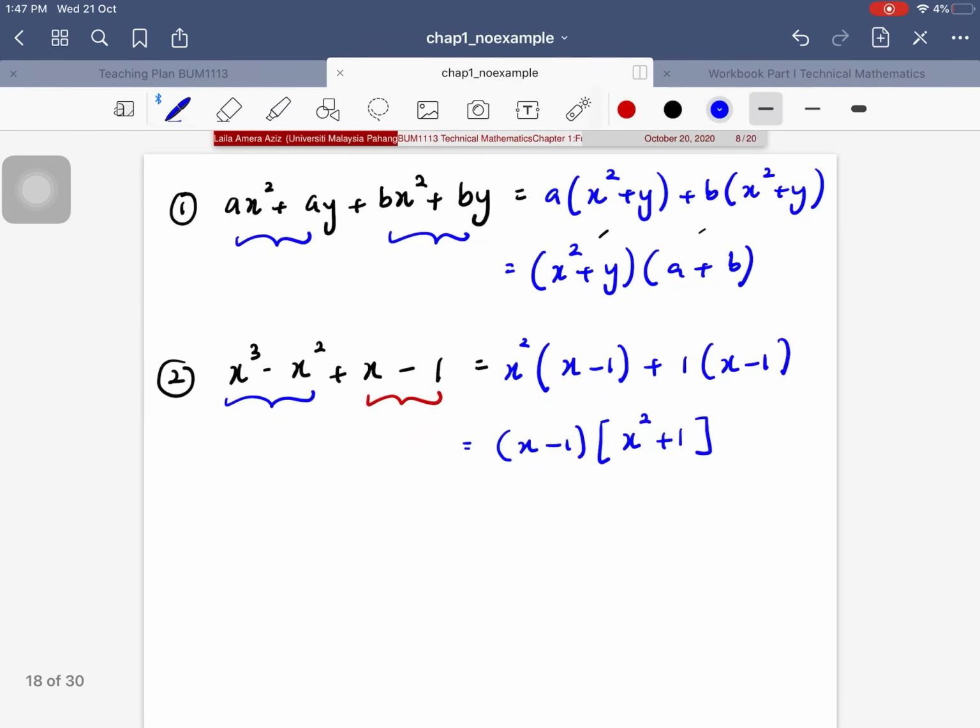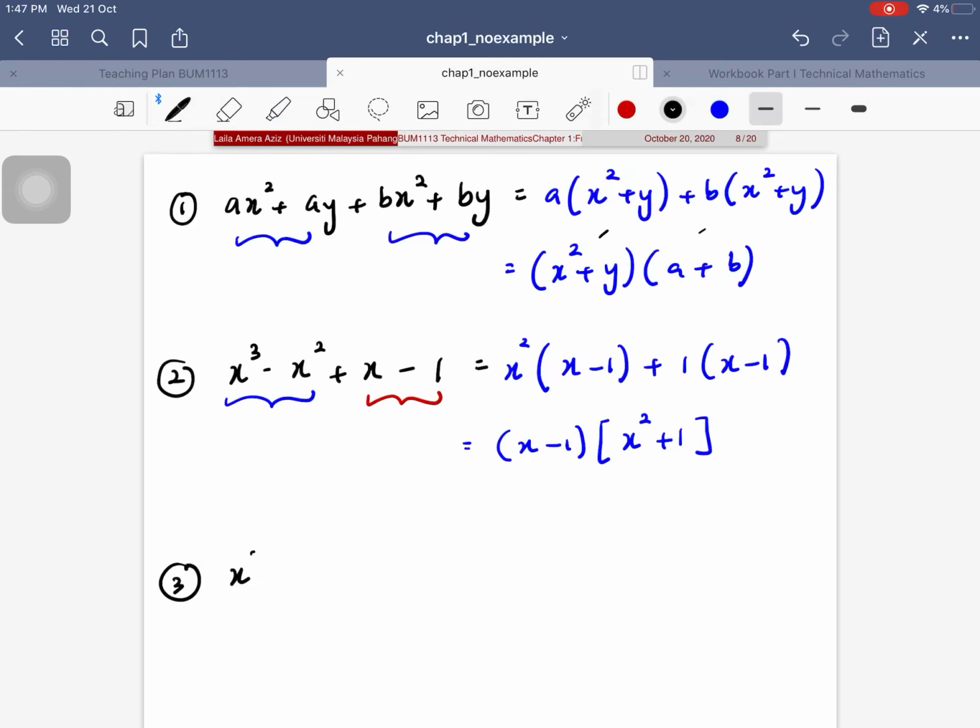You can only have brackets. You cannot have excess, like x plus 2. No, that is not right. You have to have products of polynomials. Remember, everything has to be multiplied together. No plus, no minus. And then number 3.